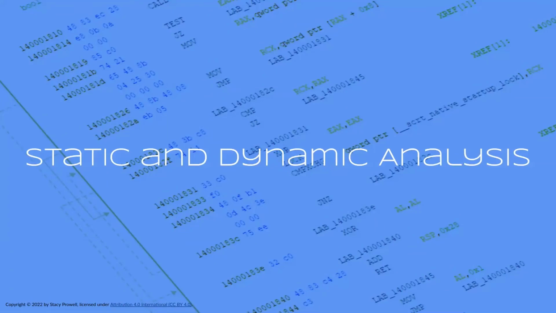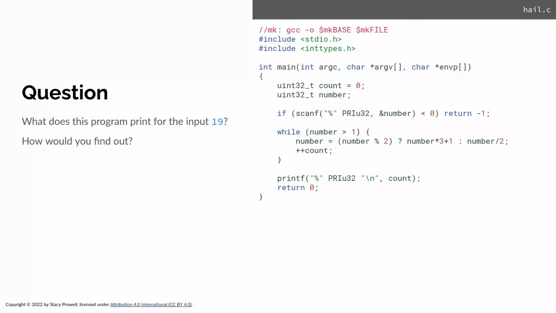Static and dynamic analysis. Let's talk about that just a bit. So we're actually going to get into some stuff here. So here is a program, and over on the right, it's in C. It's not super complicated. Standard IO, int types. You can ignore that line at the top for right now. We'll get to that in a future class.